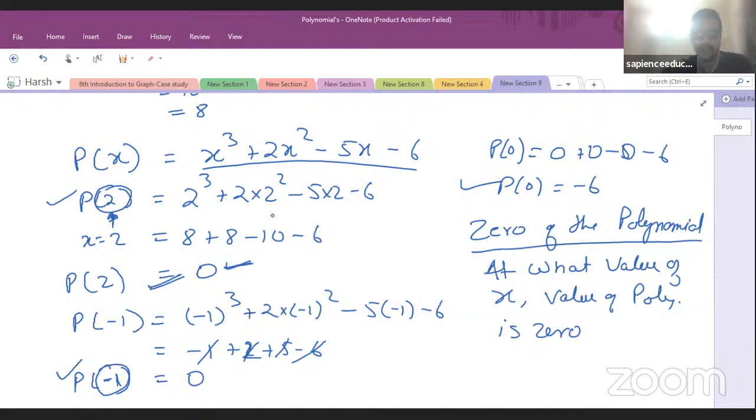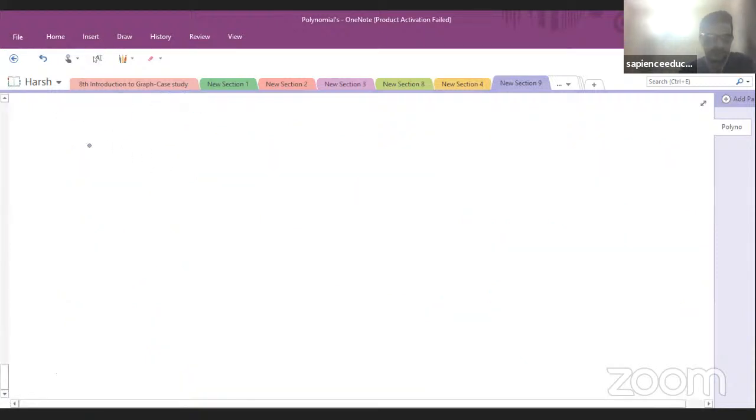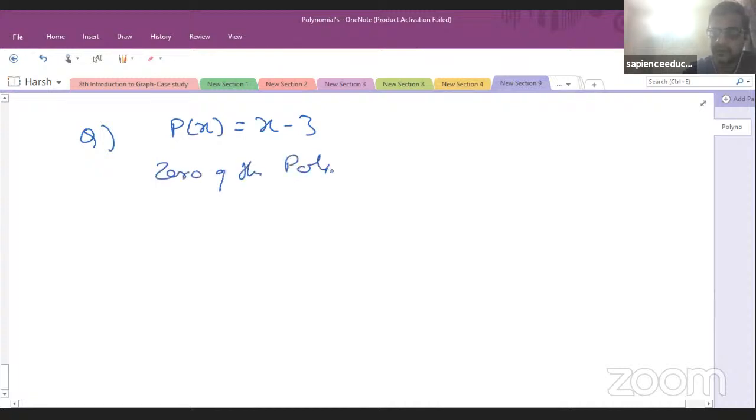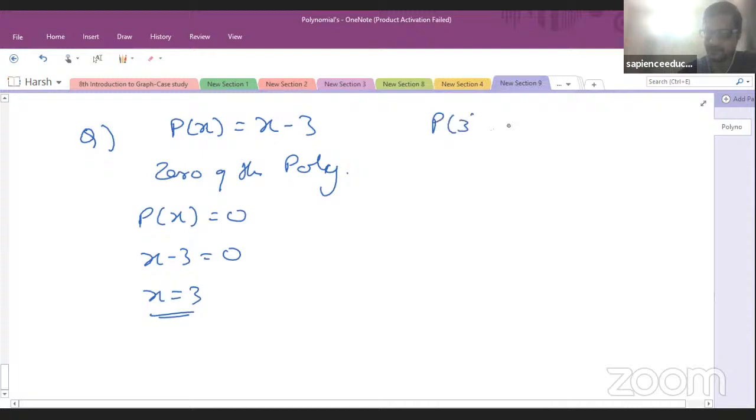So, let's suppose I'll give you a question. The question is, let's suppose p(x) is equal to x minus 3, and they have asked to find the zero of the polynomial. So what you have to do in this case, you have to equate p(x) equal to 0. That is x minus 3 equals 0. So x is equal to 3. So at x equal to 3, this polynomial will be 0. Correct? Yes, sir.